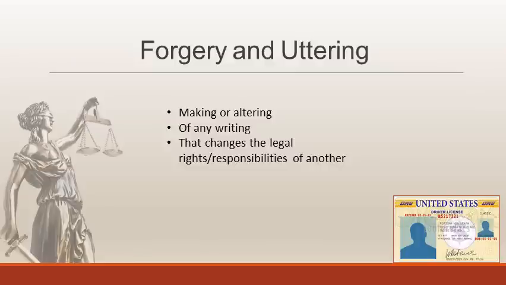So for example, if you were to take a driver's license and alter it so that it shows that you're 21, whose rights and responsibilities are you changing at that point? You're changing the state's responsibilities, but you're also changing the responsibilities of any merchant, vendor, or establishment that you plan on using that ID to either get something, buy something, or use something. Which brings us to the crime of uttering.